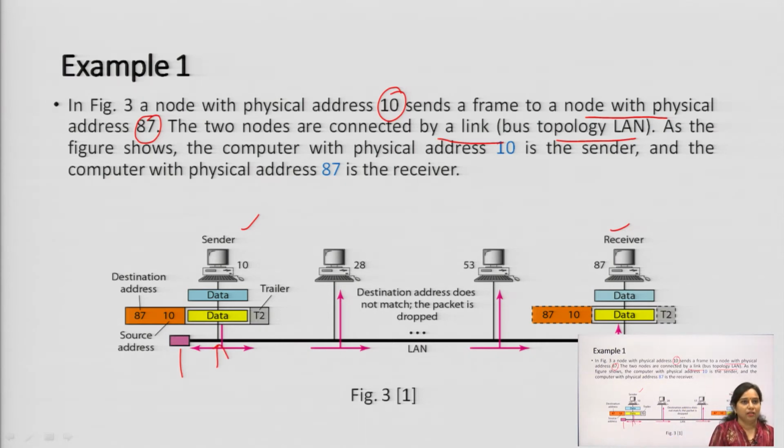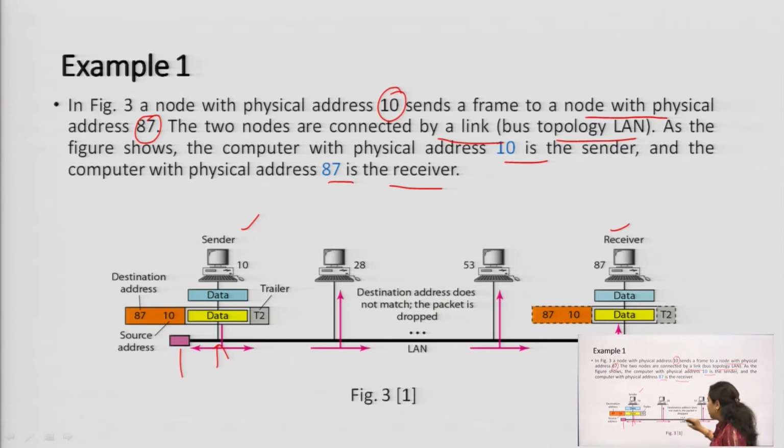So, that is the example of bus topology LAN. LAN means it is associated with a particular short area where we have set up a network. Now, as the figure shows, the computer with physical address 10 is the sender and the computer with physical address 87 is the receiver. Now, let me explain this diagram in detail.